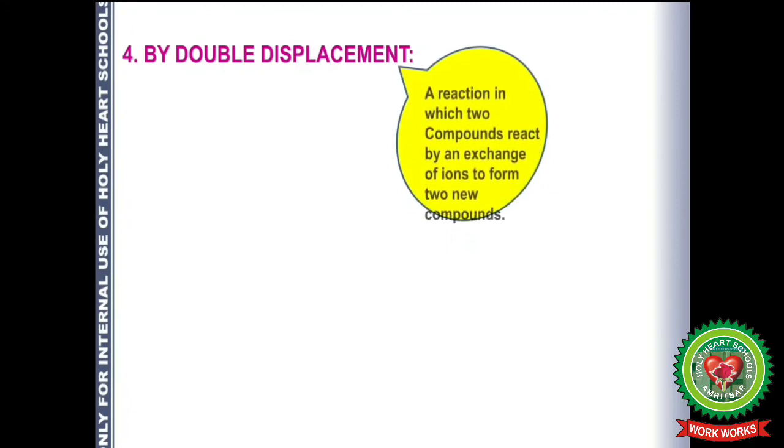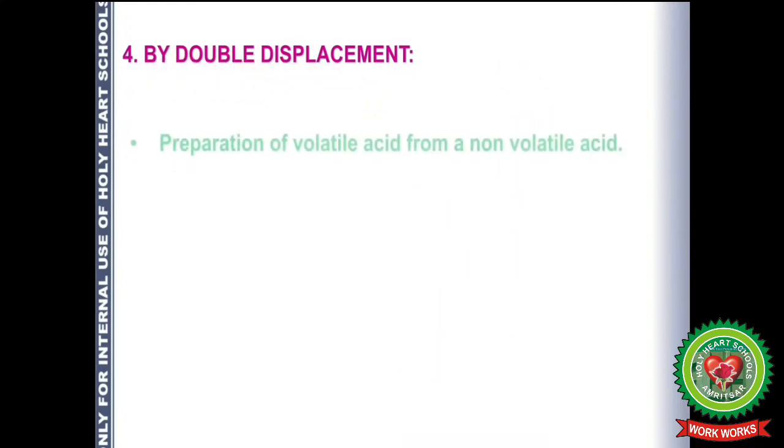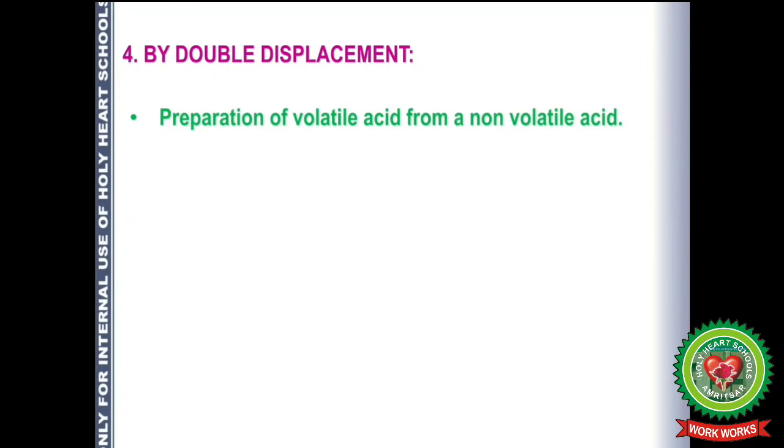The fourth method of preparation is double displacement. What do you understand by double displacement method? It is a reaction in which two compounds react by an exchange of ions to form two new compounds. Both the cation and anion change their places, and therefore this method is known as double displacement method. In this particular chapter, this method is also known as preparation of volatile acid from a non-volatile acid.